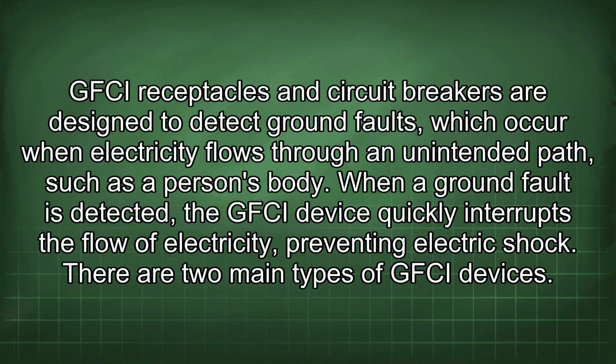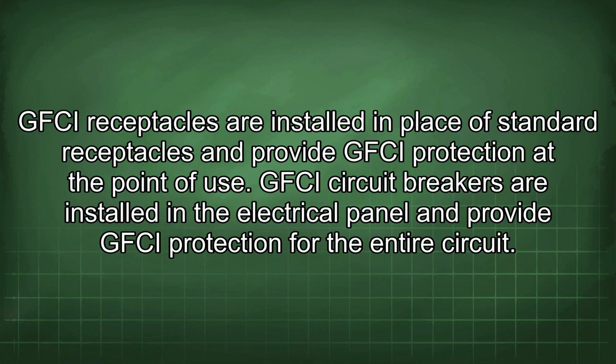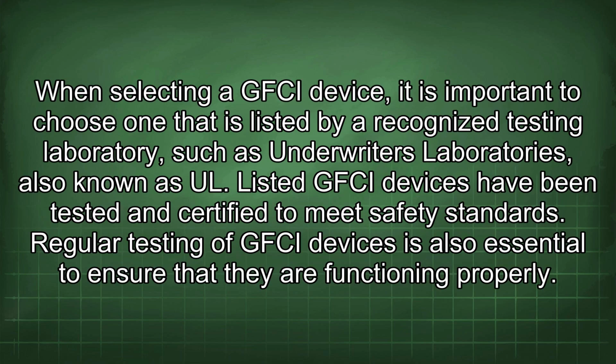There are two main types of GFCI devices. GFCI receptacles are installed in place of standard receptacles and provide GFCI protection at the point of use. GFCI circuit breakers are installed in the electrical panel and provide GFCI protection for the entire circuit. When selecting a GFCI device, it is important to choose one that is listed by a recognized testing laboratory, such as Underwriters Laboratories, also known as UL.